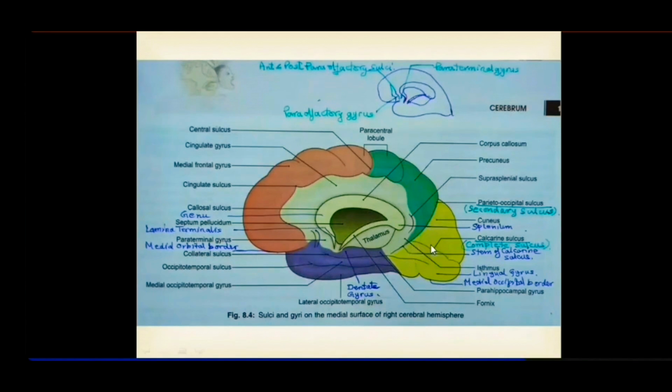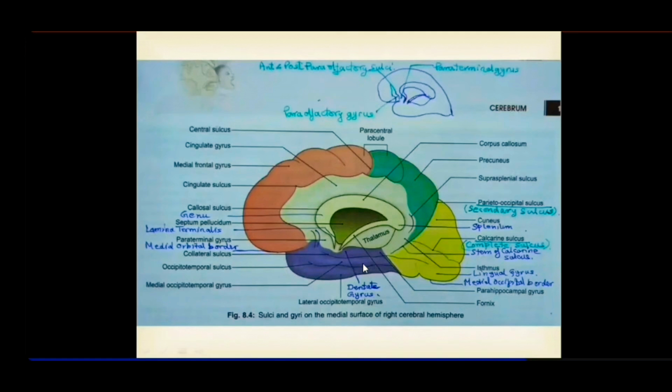Complete sulcus means what? You know, it will go deep inside and it will form an indent on the posterior horn of the lateral ventricle. Okay? So remember that calcarine sulcus is a complete sulcus.